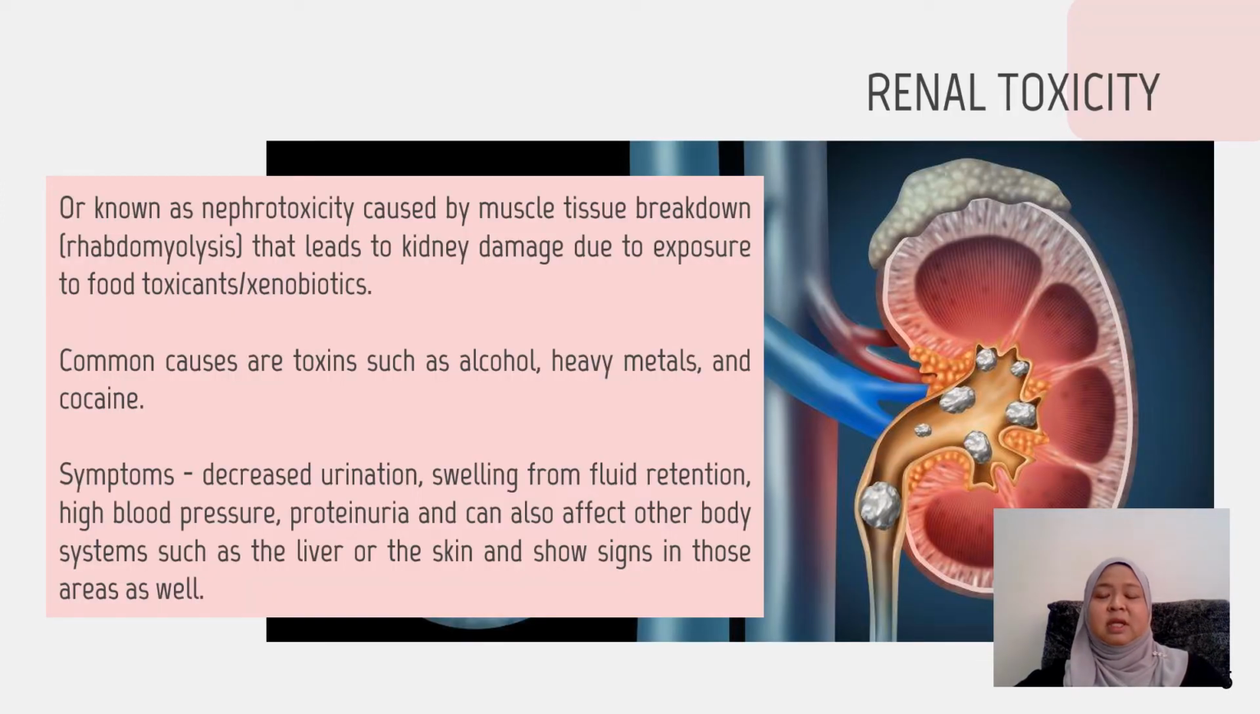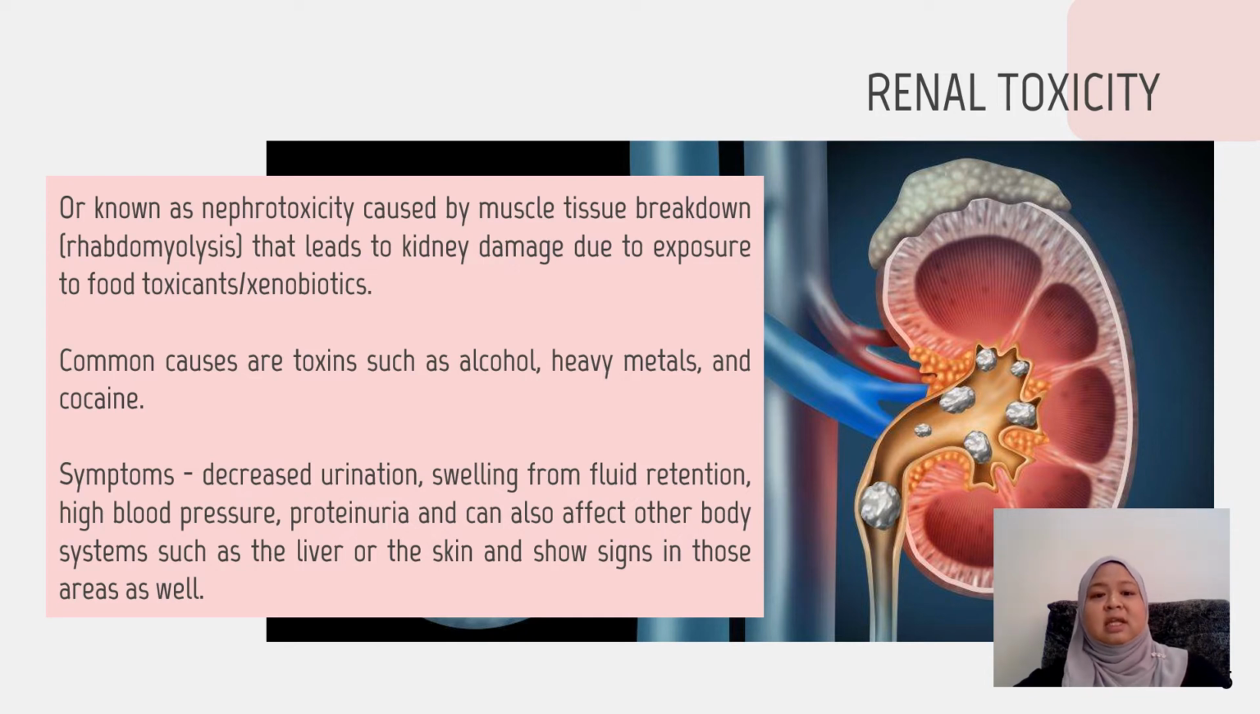Okay, so the second one is renal toxicity, also known as nephrotoxicity. It is actually caused by muscle tissue breakdown, or rhabdomyolysis, that leads to kidney damage due to exposure to food toxicants and xenobiotics. So in this case, the target organ is the kidney, the renal.